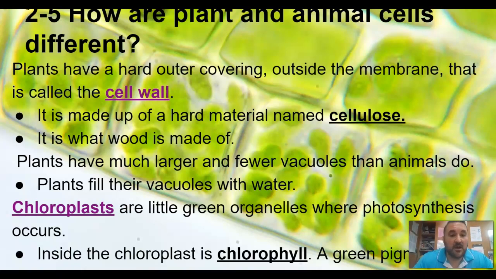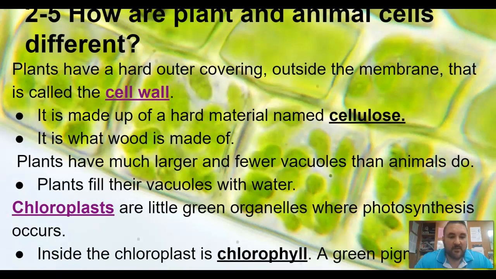Plants have a hard outer covering outside the cell membrane that we call the cell wall. That cell wall is what cellulose is composed of. Cellulose is a large compound. It's a carbohydrate that we cannot digest. If you see it in a home ec class, they call it fiber. And that cell wall is what makes wood so hard. You know, when you're riding your bike and you hit a tree, it hurts. Well, wood is hard, and the cellulose of the cell walls makes the wood hard.